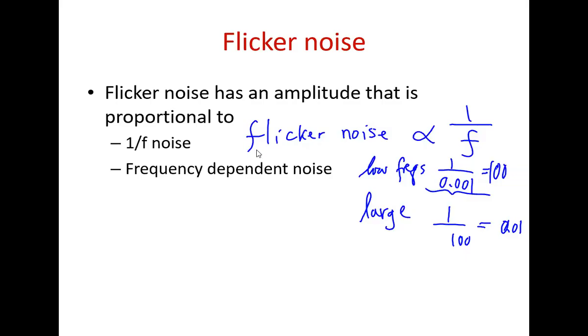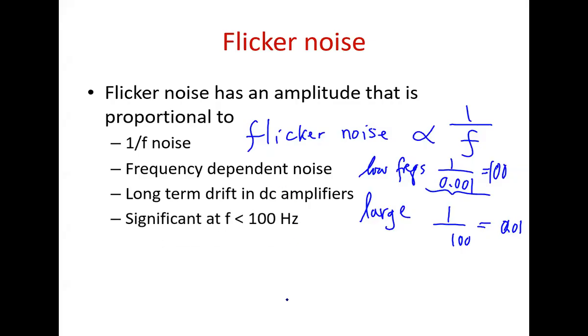It's frequency dependent. This usually, the effect of flicker noise is there is a long-term drift in DC amplifiers. There will be long-term drift in direct current amplifiers used in instruments. And it is significant, notice, it is significant at frequencies less than what? 100 hertz. Very significant at 100 hertz. So this is the boundary here. Less than 100 hertz, you're going to see flicker noise.